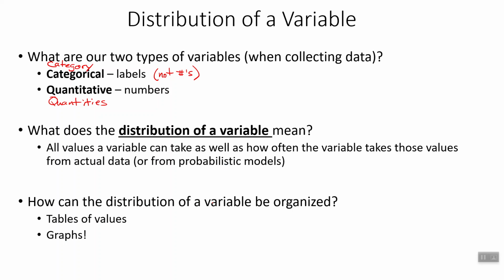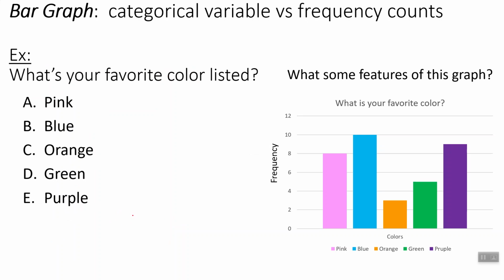All right, so how can these be made? Well, we can put them into a table, like X and Y, like you did before when you were graphing points and things like that. But we can also organize this information in graphs, and that's what we're going to look at in this unit. All right, so here's the first type of graph we're looking at.